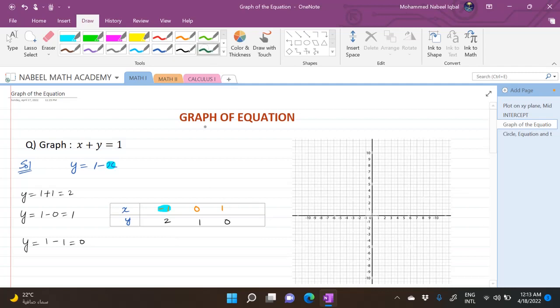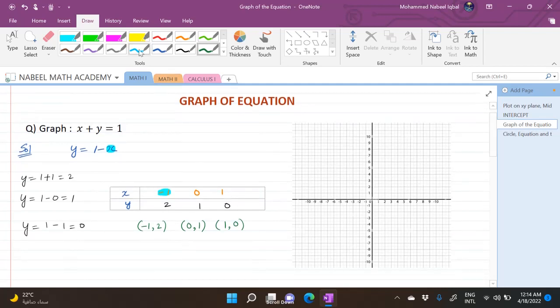Now, what are the point coordinates? You will find them here in terms of x and y: -1, comma 2. Then 0, comma 1. Then x 1, y 0. Now you just have to plot the points on the graph. So where is -1, comma 2? This is the y-axis, and this is the x-axis. Now x is -1, y is 2, it will be here. This point is the first one.